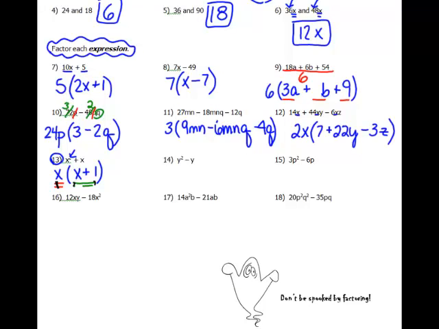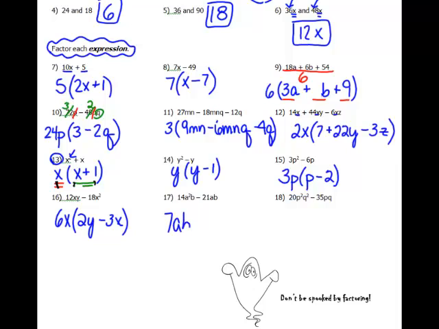14 is very similar to 13 with the exception of a subtraction sign, so that one should have gone well. 15, I have a numerical common factor of 3, an algebraic common factor of p, which leaves me with just p minus 2. In number 16, they have a common factor numerically of 6 and an algebraic common factor of x, which leaves me with 2y minus 3x. 17, this one has nice common factors of 7ab. I would have to multiply 7ab by 2a minus 3 to get 14a squared b minus 21ab back again.